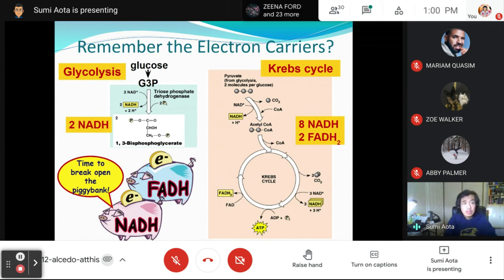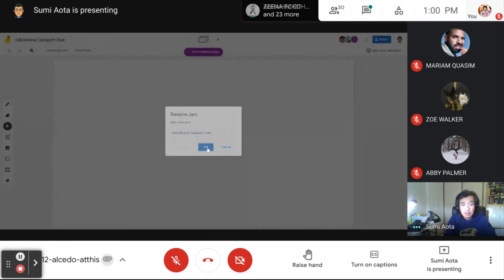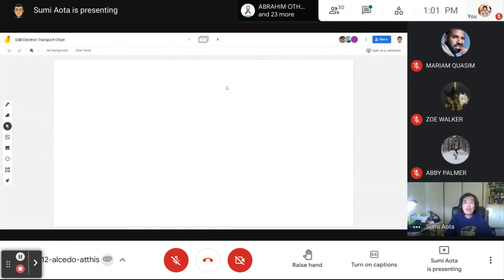Electron transport chain. I am actually going to need to run this over 2 pages, so the Jamboard will consist of 2 pages. Okay, I'm going to start on page 1. First thing I'm going to do, this is going to represent my mitochondria, okay?